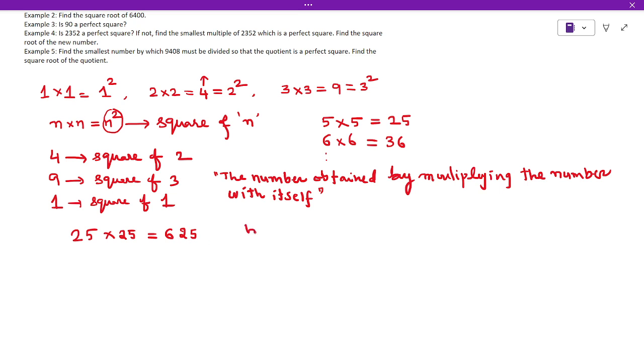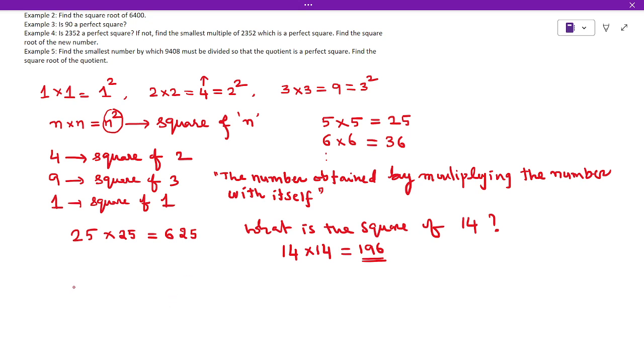Clear? Suppose I ask you what is the square of, let's say, 14. If I want to find the square of 14, what do I need to do? You just take the given number 14 and simply multiply with the same number. Then you would get the number 196. So therefore 196 is the square of 14. So that is the way we can find the square of any number.